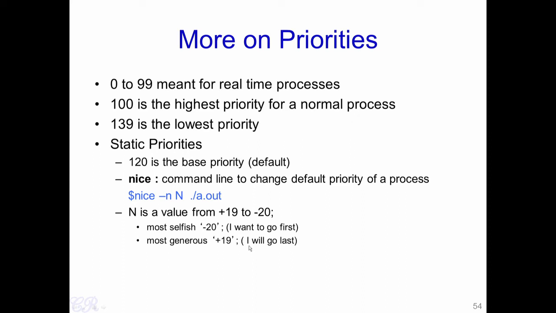On the other hand, you could also specify a priority like nice -n -20 ./a.out. This would give the process a priority of 100. So, this is the highest priority that the process could get considering that it is a normal process. So, these are the static priorities that the process could get during the start of execution.